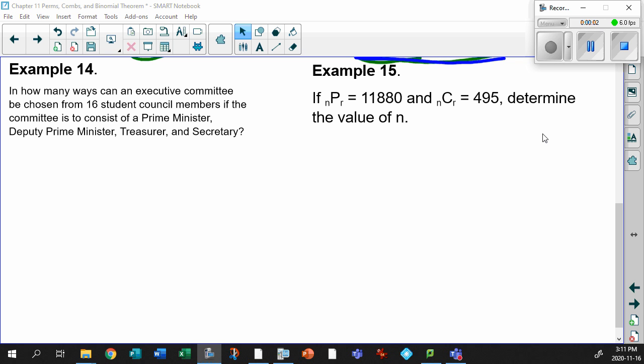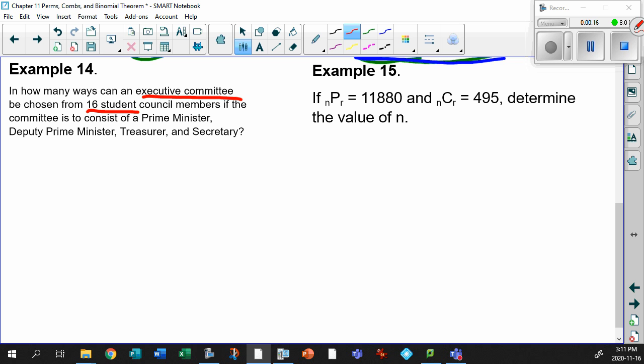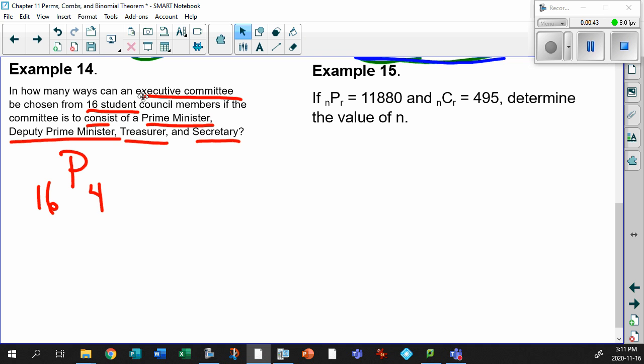Let's warm up with an easy question, then we're going to get into something really... okay. Again, you got to choose between a perm and a com. Look for specific things. It says, in how many ways can an executive committee be chosen from 16 student council members? So you got 16 members. Now you got to decide, is it a perm or is it a com? Read on. Consists of a prime minister, that's 1, deputy prime minister, 2, treasurer, 3, secretary, 4. So this, in fact, is a perm because order matters. 16 pick 4.